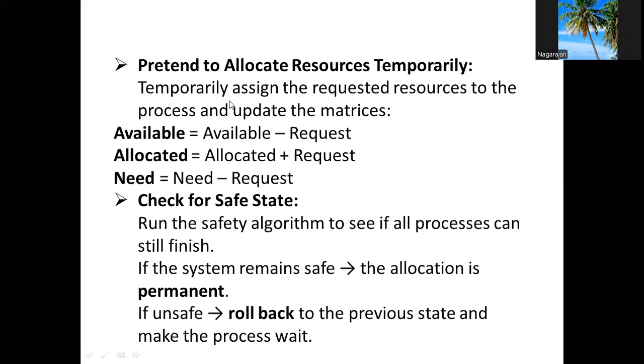Then pretend to allocate the resources temporarily. That means temporarily assign the requested resources to the process and update the matrices. Available is available minus request, allocated is allocated plus request, and need is need minus request. Then check for the safe state. How can we know whether it's safe or not? We run the safety algorithm to check whether all the processes can still finish. If the system remains safe, the allocation is made permanent.